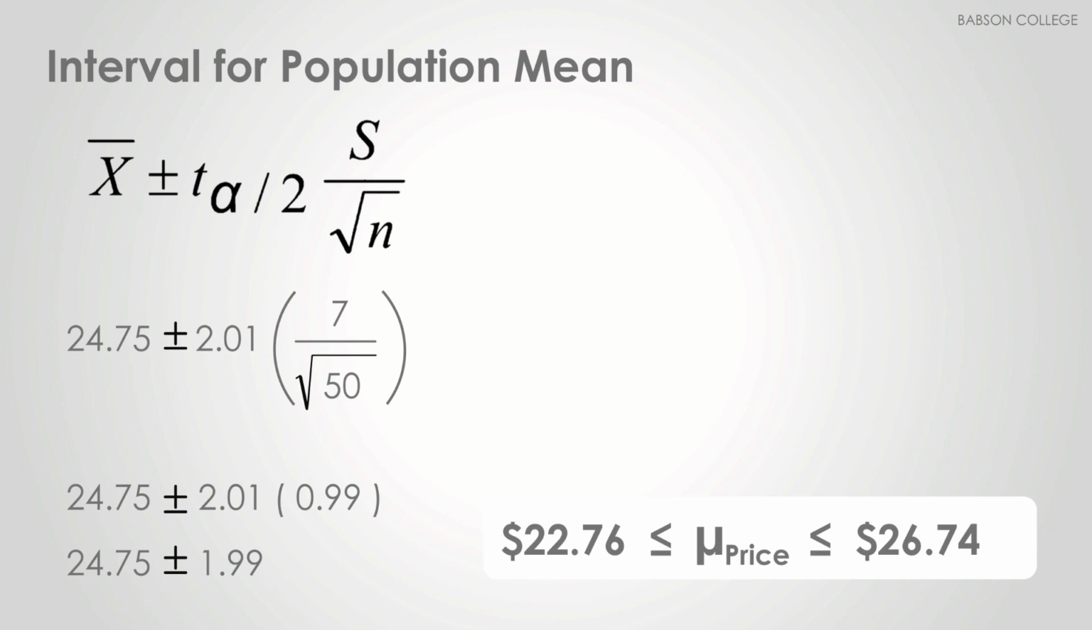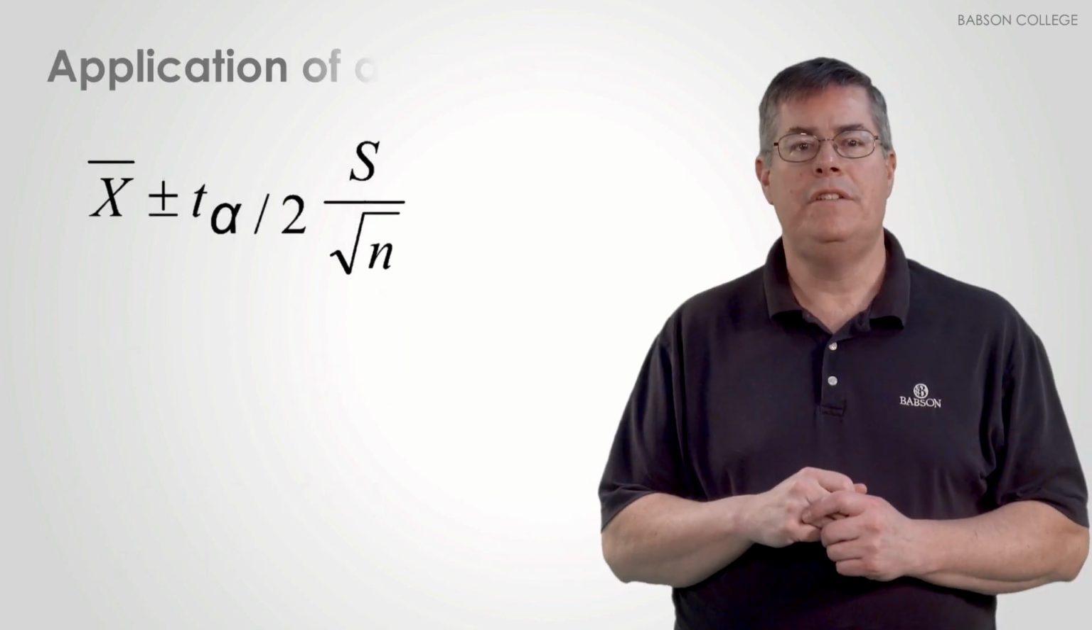less than the true population price that people would be willing to pay, which would be less than $26.74. So from this interval, we can state that we are 95% confident that the true population mean price that our target market would be willing to pay for the new solar charger is between $22.76 and $26.74. Note the application of alpha.